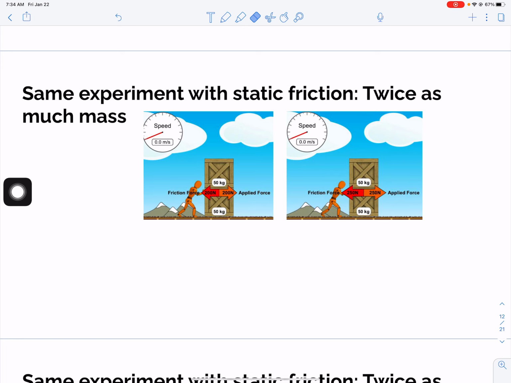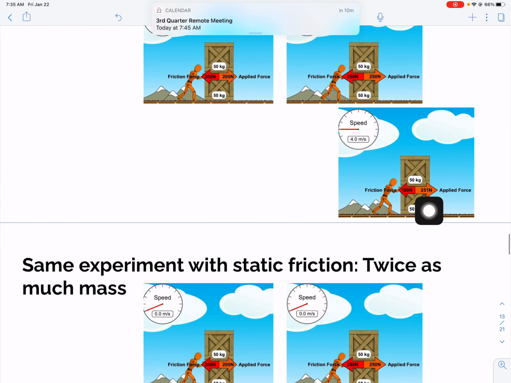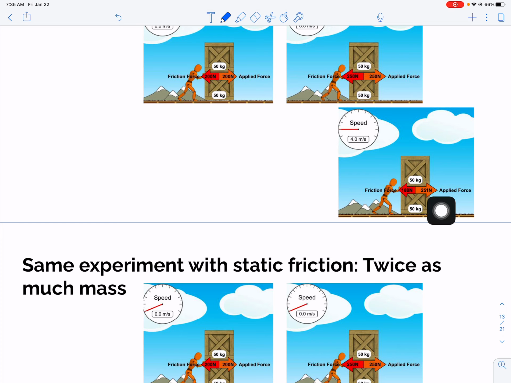It's kind of interesting because I'm just going to point out with 50 kilograms, my force of friction max was 125 newtons. And now with 100 kilograms, my force of friction static max is now 250 newtons. That's kind of interesting, wouldn't you say? Okay, just a little aside. All right, and now the moment I get to 251 applied force, the box starts moving, so I can see that it has speed. And my friction force has dropped to 188. That's also an interesting value.